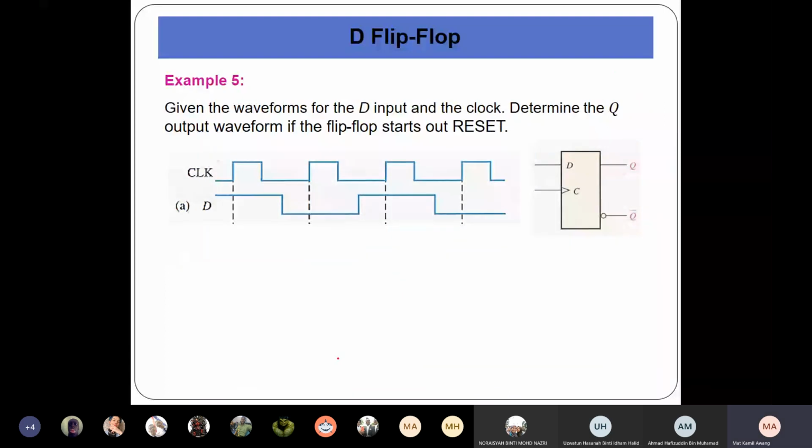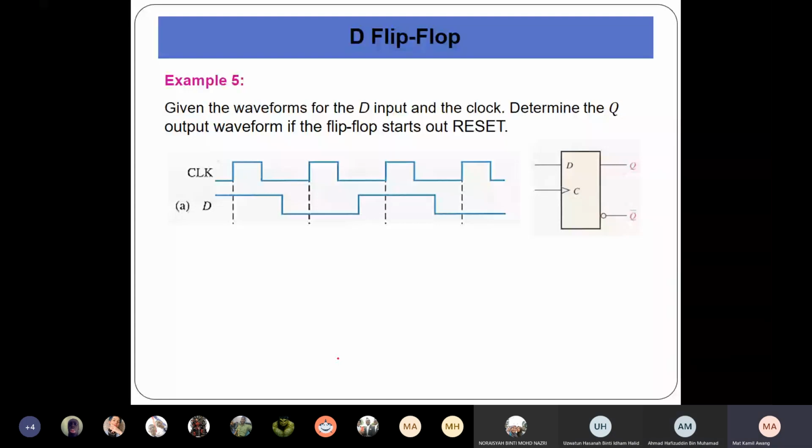Examples. You are given the timing diagram, the waveforms for the D input and the clock. Determine the Q output waveform if the flip-flop starts out as reset. So basically the Q starts from 0 at reset position. So this is a positive edge triggered, right? Look at the diagram. Yes, sir. Because there is no bubble at C, right? Yes, sir.